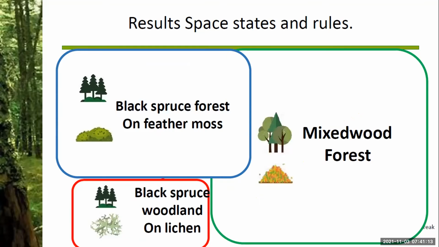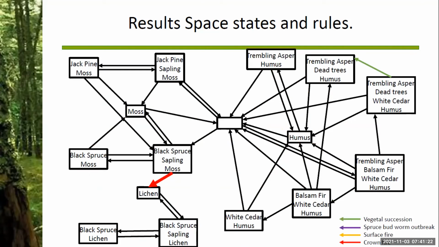And we have the 3 types of forests in this model really separate, and this is interesting. Another interesting point is the tipping point in the black spruce sapling moss, because you can see this red arrow is in a unique direction and you can't come back. And it is interesting because in paleoecological data and in reviews, a lot of the time when you see black spruce sapling on lichen, you don't come back to another type of forest, and you stay in black spruce woodland.